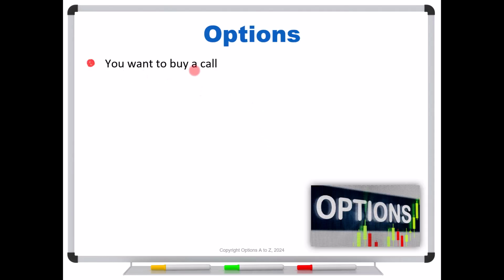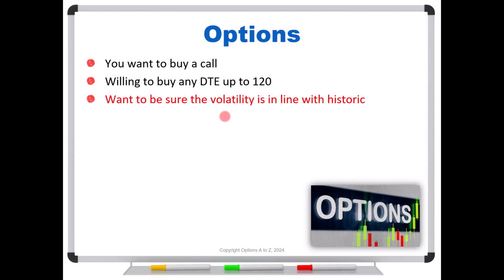So let's say that you want to buy a call and you're willing to buy any days to expiration up to 120 days. But you want to be sure the volatility is in line with the historic volatility. I've often made the analogy that volatility is like a point spread in a football game, that extrinsic value on the option. Do you want to take a bet just because it appears cheap, even though your team has got a 30-point spread against it? Hopefully not. But a lot of traders end up doing that because they're not looking at how the option is priced in terms of volatility.